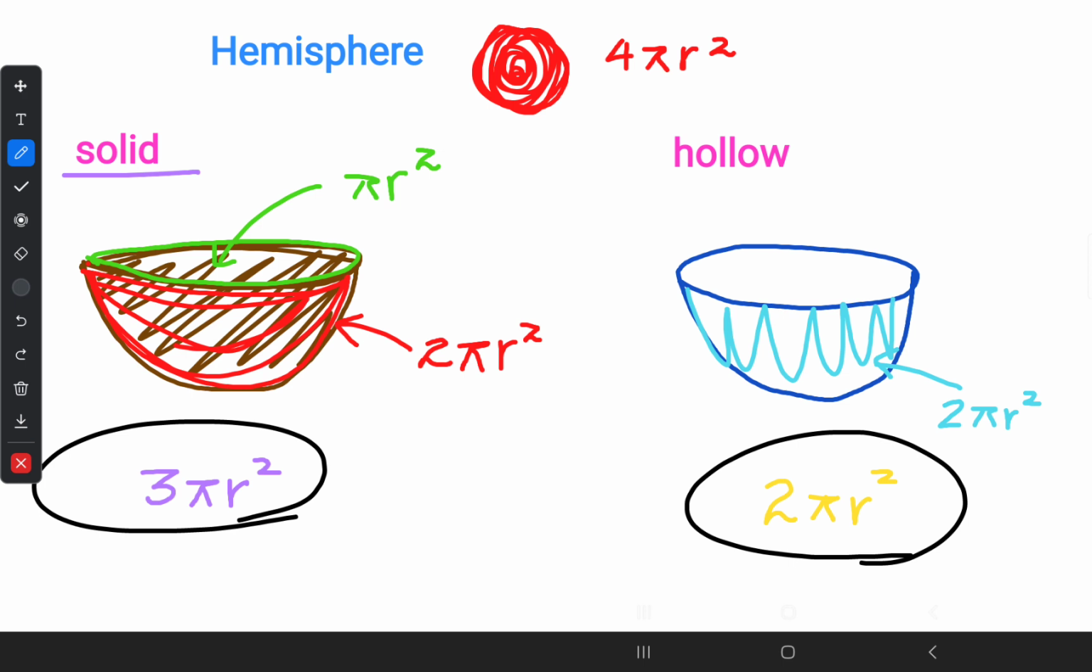In the hollow hemisphere, the case is different, because like a coconut shell, only the surrounded hemispherical region is considerable. On the top we don't have anything. So that's all.